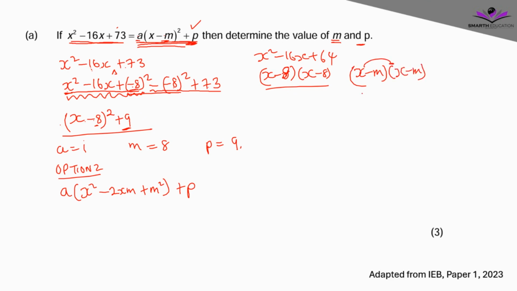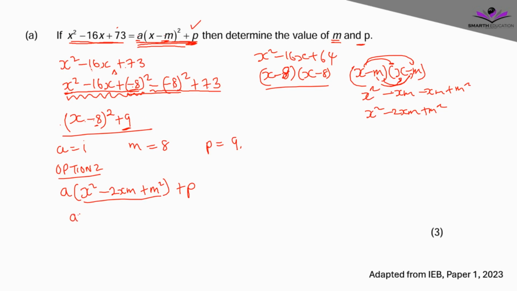x times x is x squared. x times negative m, negative xm. Negative m times x, negative xm. Then negative m times negative m, that is positive m squared. Then you get your x squared minus 2xm plus m squared. Okay, let's distribute a.